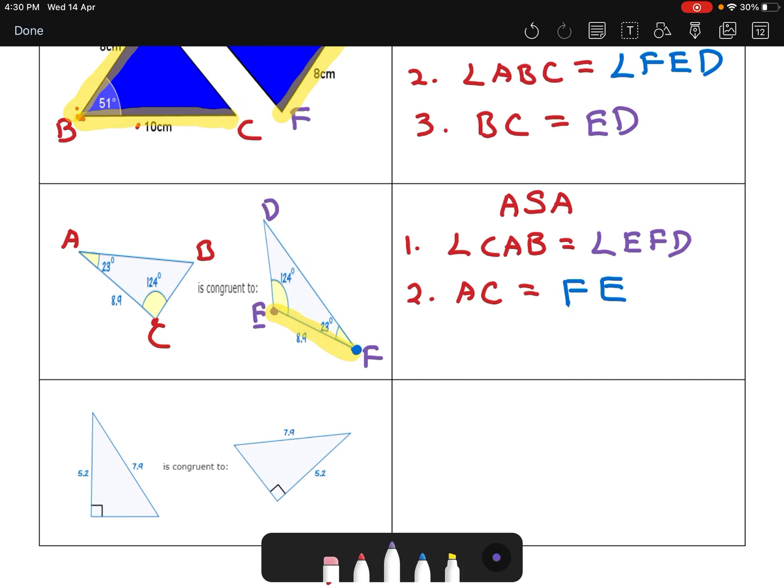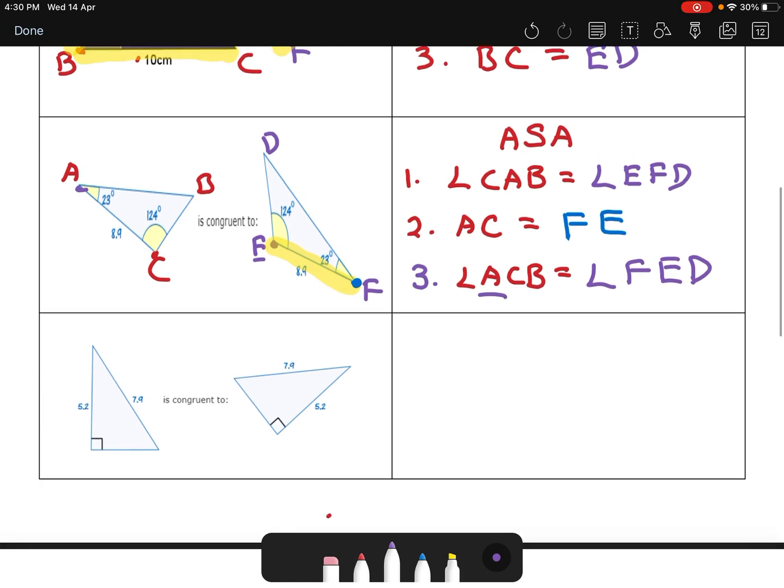Okay, so I've proven angle, side. I need to prove another angle. So number 3 will be the 1, 2, 4. Angle ACB is equal to, so our second triangle, since the vertex A starts at the 23 degree, I must start at F. Angle FED. Alright, so the order is very important. Last but not least is a very special test.